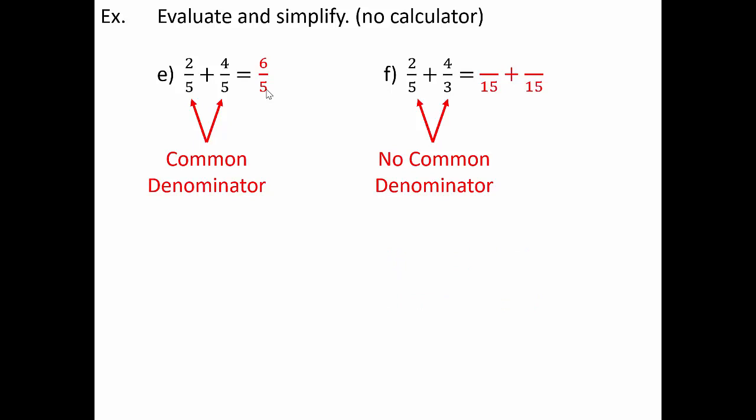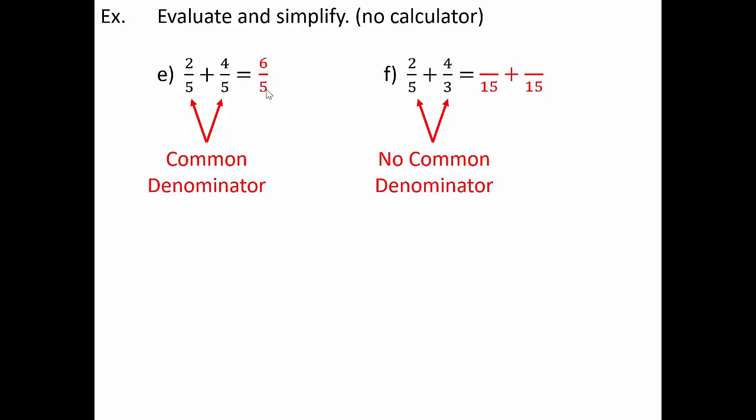Now, technically, this is referred to as the least common denominator. 30 would also be a common denominator. 90 would also be a common denominator. Any common denominator will work, but the bigger the number, the more complex the problem. So you always want the least common denominator.